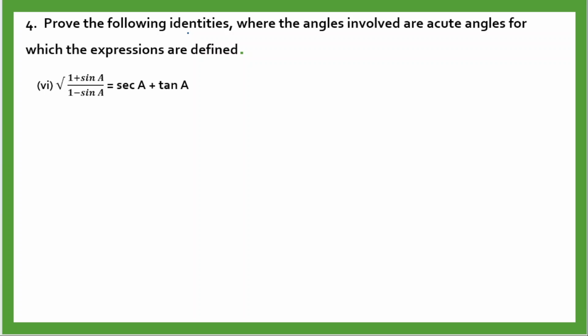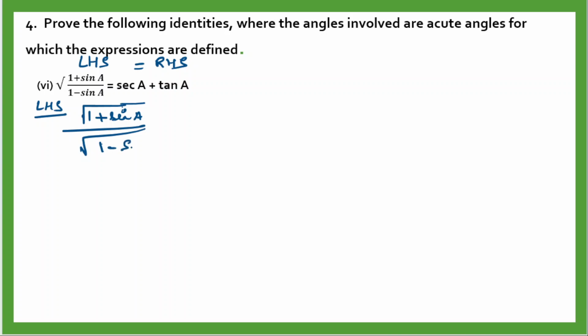In this, prove the following identities. We are going to prove the following identities, in which we have to prove that the left hand side is equal to the right hand side. So for this question we will take the left hand side, and it is given to you as under root of (1 plus sin a) divided by (1 minus sin a), which is in whole under root, equals sec a plus tan a. Okay, so we have to prove the left hand side is equal to the right hand side. So we can write our left hand side as under root of 1 plus sin a divided by under root of 1 minus sin a.